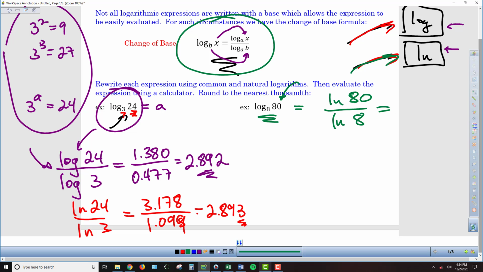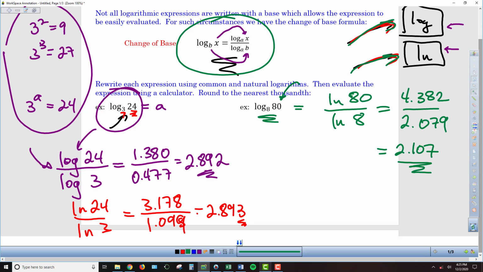And so I go to my calculator, I push buttons. Natural log of 80 is 4.382, and then I take the natural log of 8. On my calculator I get 2.079, and now I take those two numbers and divide them, and we end up with a result of 2.107.